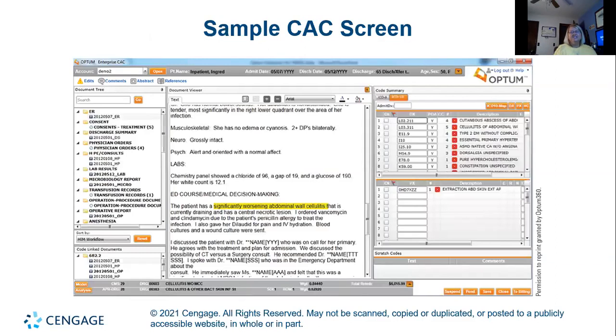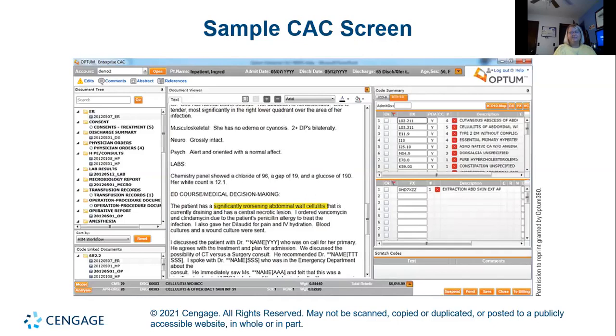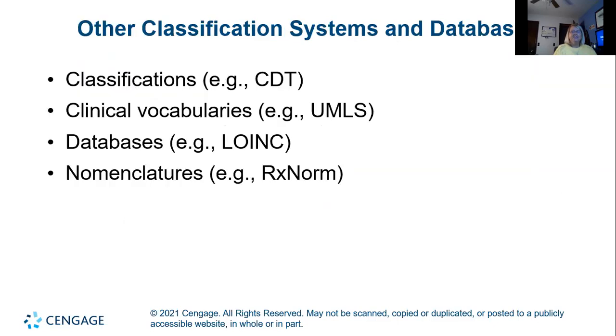So this is just some slide examples of a CAC screen. Okay. Other classification systems, we've got dental, we've got clinical vocabularies, databases such as LOINC, and nomenclatures, RxNorm.